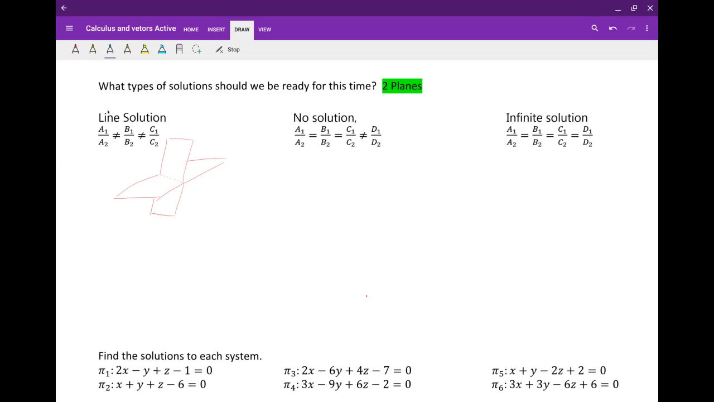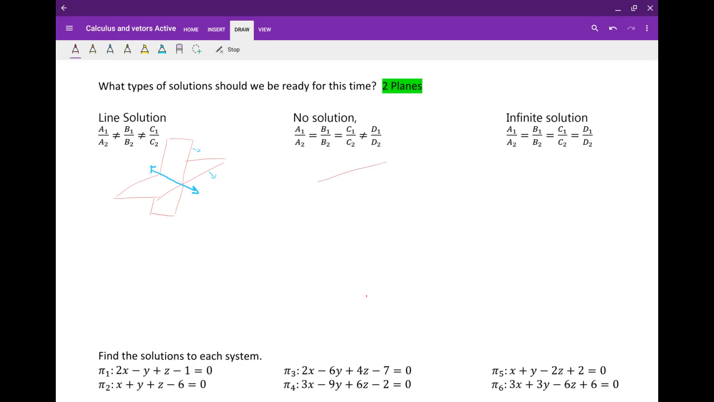So there are three types of solutions here. We have a line solution, and that's where the two planes actually intersect in a line, right? And so you can remember these planes go on in each direction, infinitely as far as you need. Imagine two sheets of paper, and if they touch one another, they touch in a line, okay?